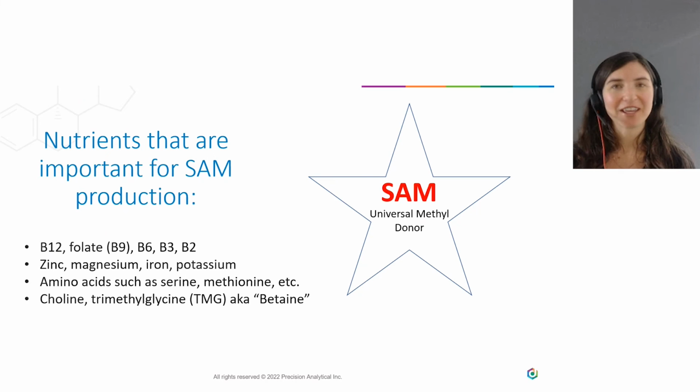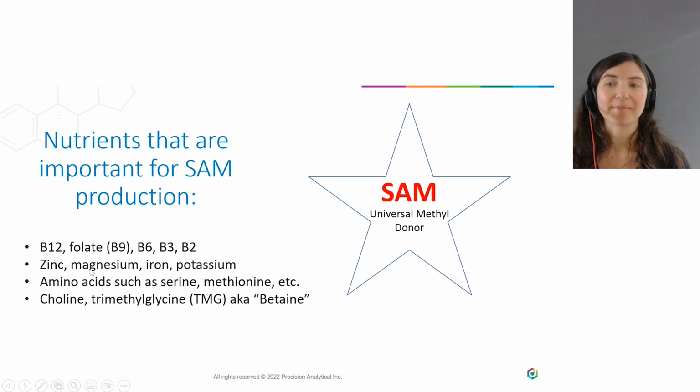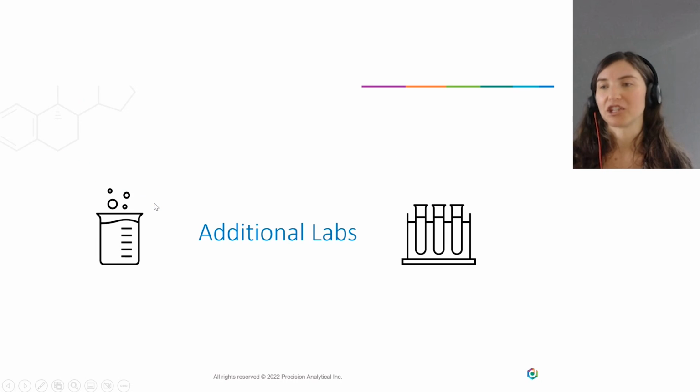All right, so after going through all of those pathways, hopefully we understand these cycles a little bit better, and we understand what nutrients are needed to make that universal methyl donor. That wasn't so bad, right? Hopefully you're following. I know it can be super complicated, but all you have to do is teach it to 10 people, maybe 100 people, and then you get it down, right? But so we need B12, folate, B6, B3, B2, zinc, magnesium, iron, potassium, amino acids, choline, betaine. We need all of these nutrients in order to make SAM, in order to support methylation.